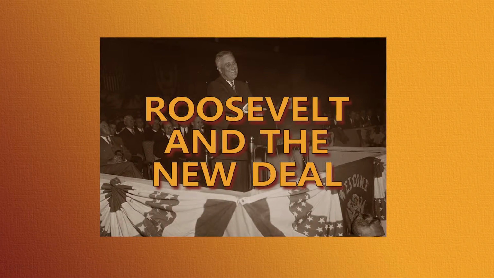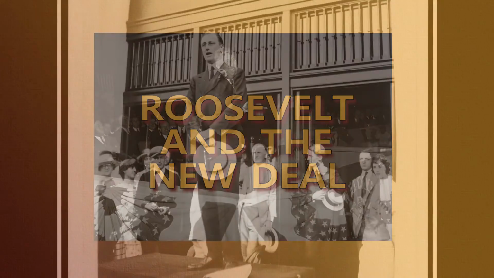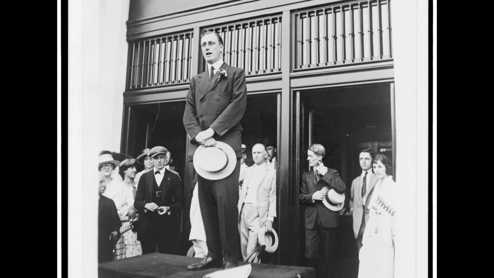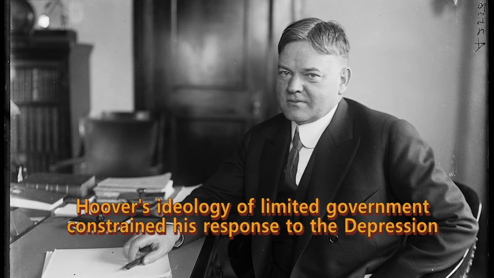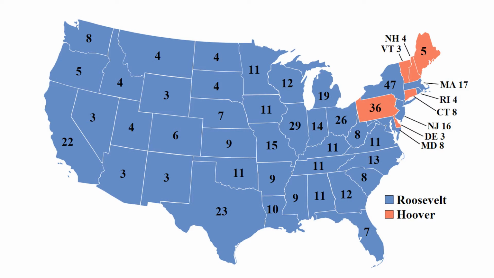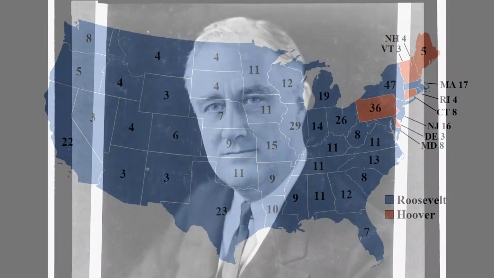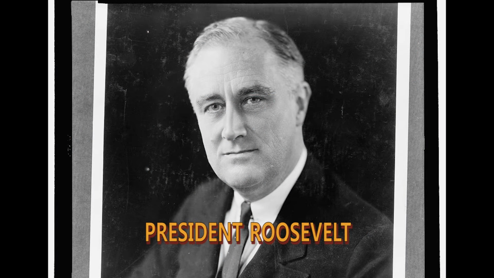During the 1932 presidential election campaign, Franklin Roosevelt promised to change things. He differed from incumbent President Herbert Hoover in that he did not believe action should be controlled by an ideology of limited government. He won 57% of the vote and carried all but 6 states. He immediately began his New Deal for the American people.